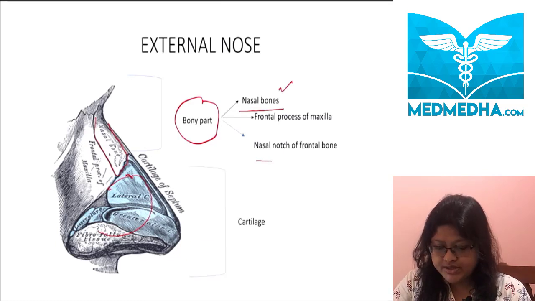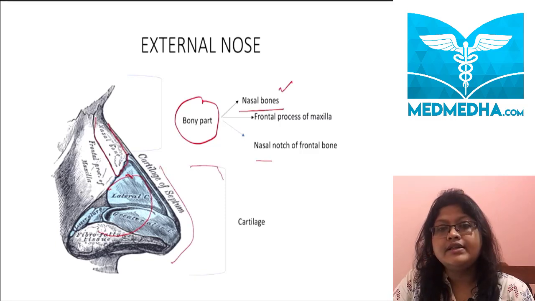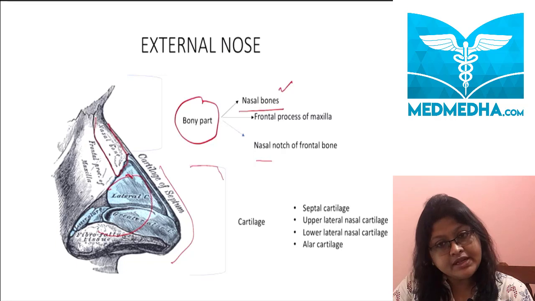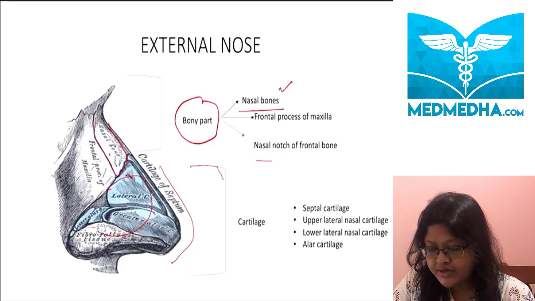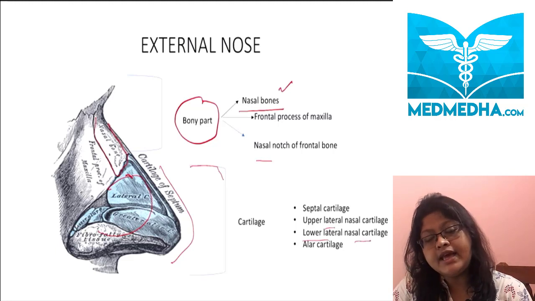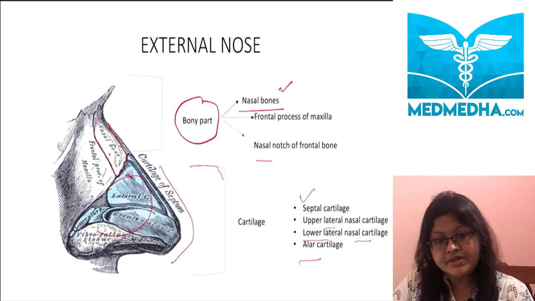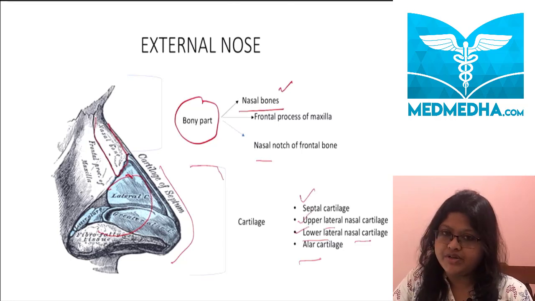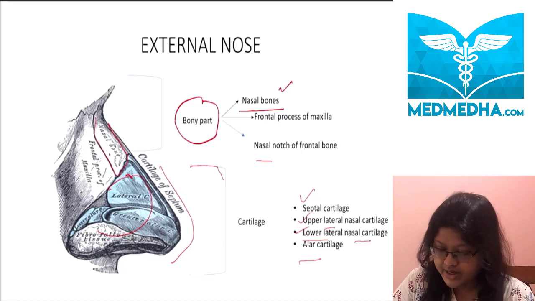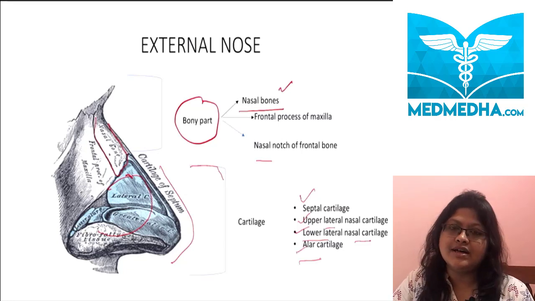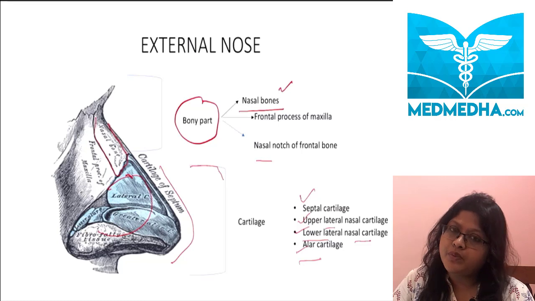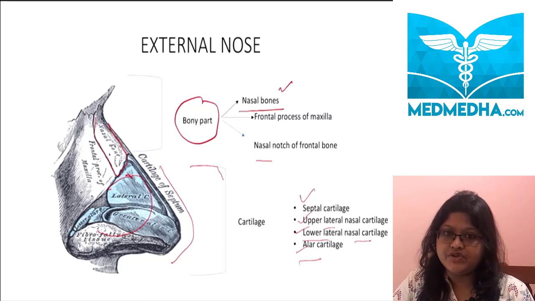Of the cartilages, which form the lower part of the external nose, the cartilages are the septal cartilage, the upper lateral nasal cartilage, the lower lateral nasal cartilage and the alar cartilage. So we have four cartilages: septal cartilage, upper lateral nasal cartilage, lower lateral nasal cartilage and alar cartilage. So this is the external nose, the bony part and the cartilaginous part.